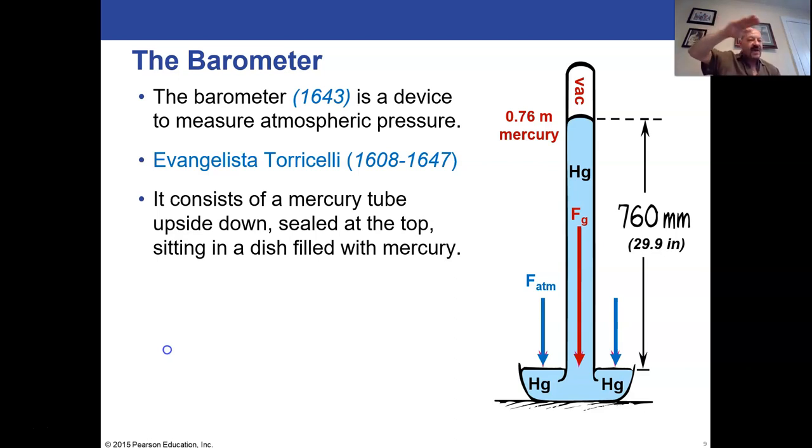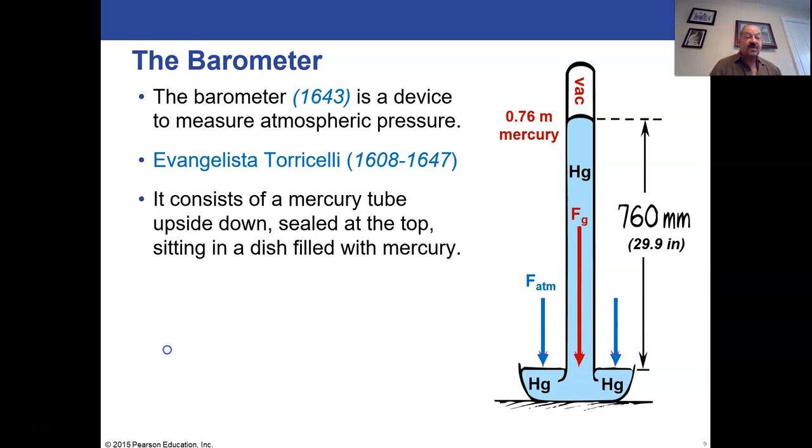And that height, he measured the height in his tall container of glass, and he saw that it was 760 millimeters high on most days, on the average day. And to this day, we refer to one atmospheric pressure as, quote unquote, 760 millimeters of mercury.